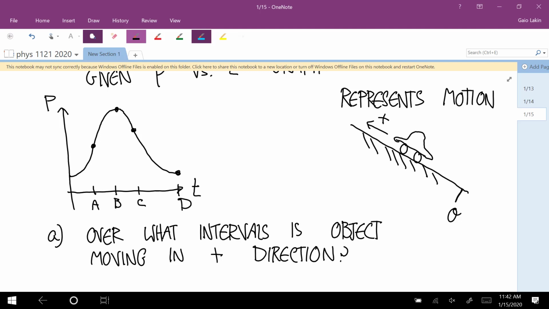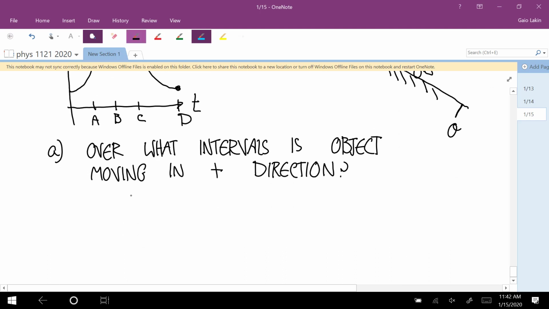Well, yeah, actually, it's not perfect, but I'm sort of thinking of this as the only place that it's horizontal is at time equals 0 on this side. So the slope is positive all the way from 0 to B. Okay. So it's moving in the positive direction from 0 to B.